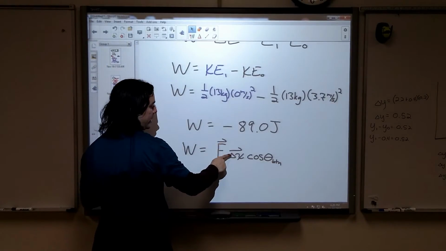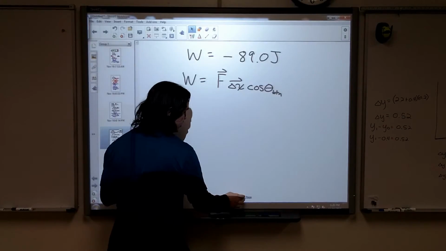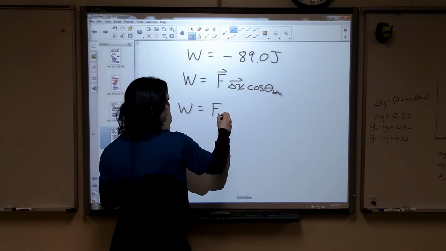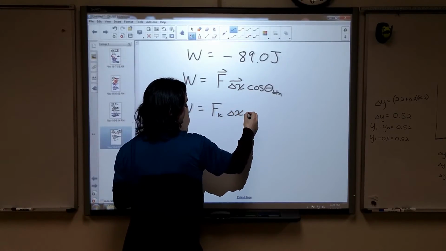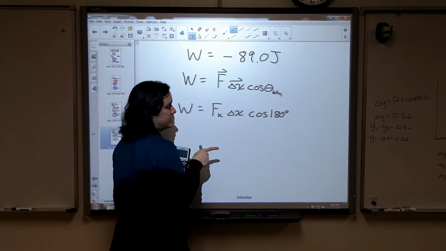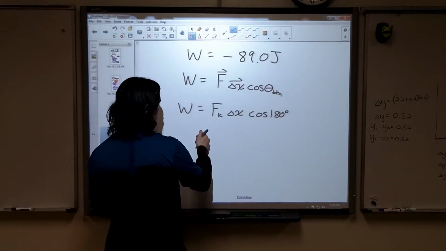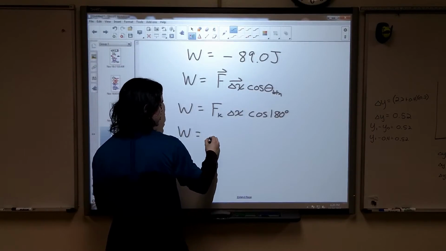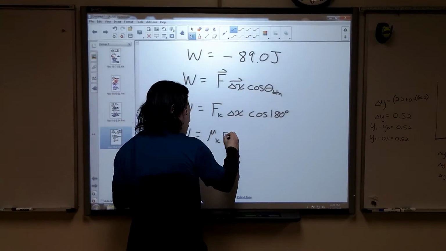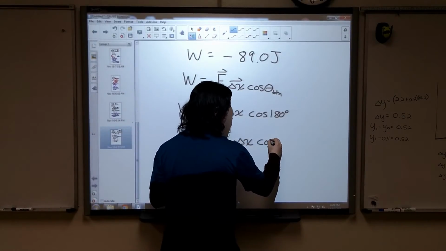So if my force is to the left and my displacement is to the right, we're going to end up with 180 degrees between them. So here we go. We're going to say that this is the force of kinetic friction times my displacement times cosine of 180 degrees, because my displacement is to the right and my force is to the left. Now, the problem is we need to replace the force of friction with something, but it's the coefficient of kinetic friction, which we have, awesome, times the normal force, which we don't have.